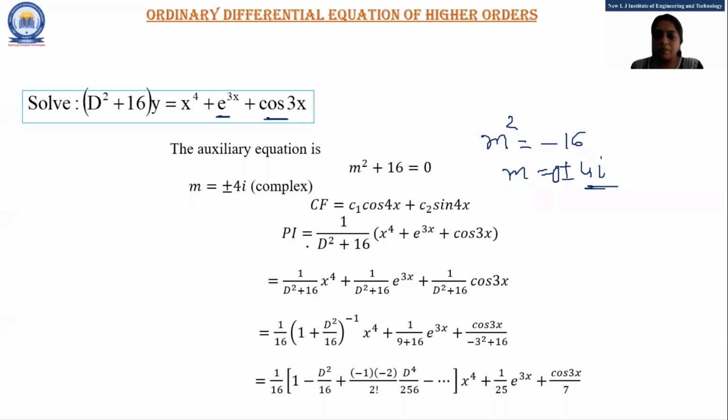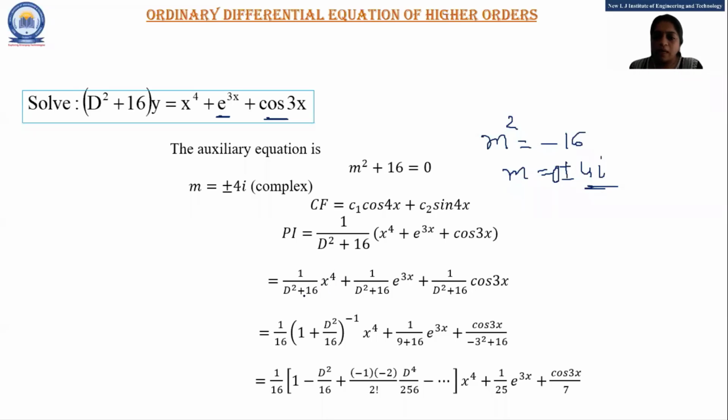Now for the PI, the second part. 1 upon d square plus 16 acting on x raised to 4 plus e raised to 3x plus cos 3x. So I'm splitting this into the first term upon the denominator, the middle term upon the denominator, and the last term upon the denominator. So x raised to 4 upon d square plus 16, e raised to 3x upon d square plus 16, and cos 3x upon d square plus 16. Here we are applying case 3.